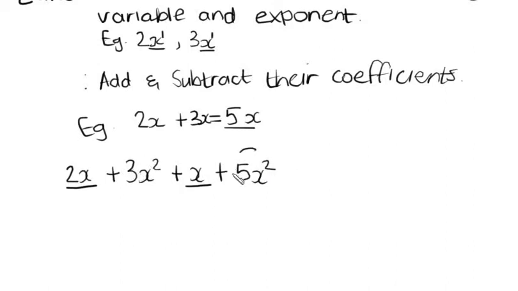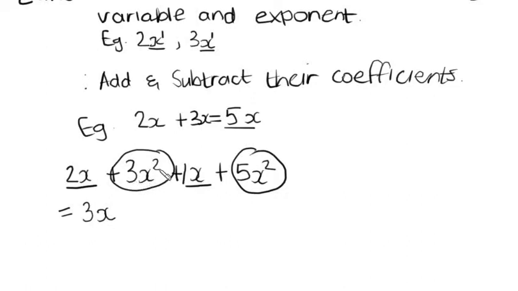So let's just identify them with a little circle around each of them. Okay. So now I can start adding or subtracting depending on the signs in front of the terms, and then simplify my expression. So I have 2x plus x. Remember I said your variable and your exponent will stay the same, so I have x to the power of 1 here, and then 2 plus my invisible 1 gives me 3x. Right, perfect. Let's move on.